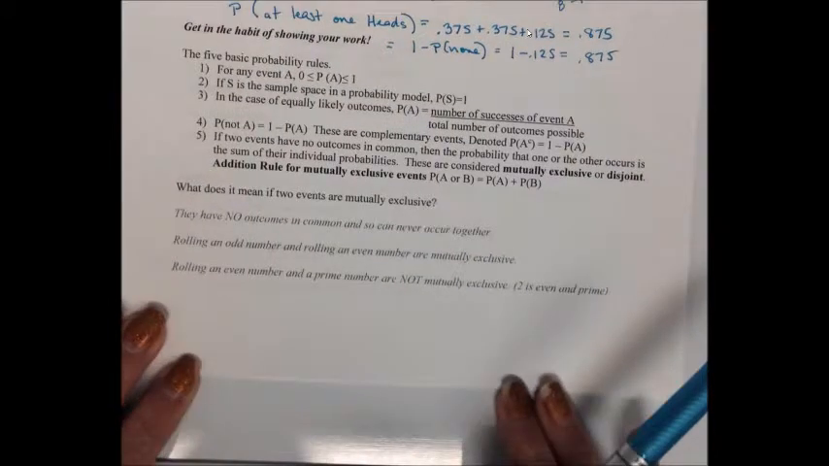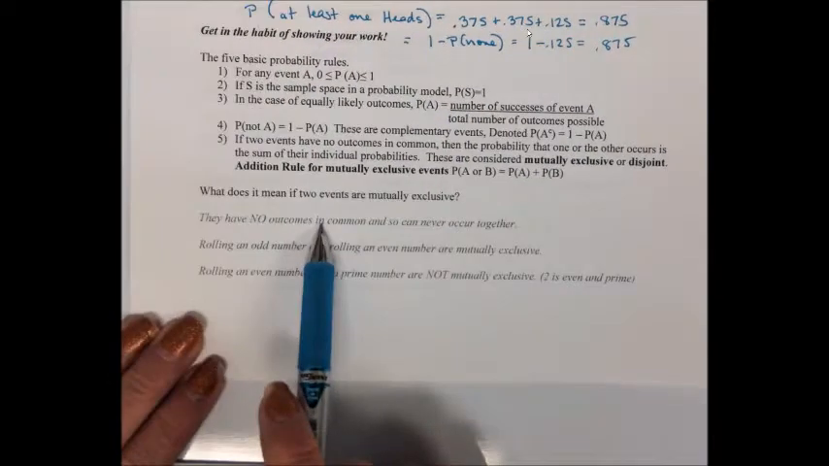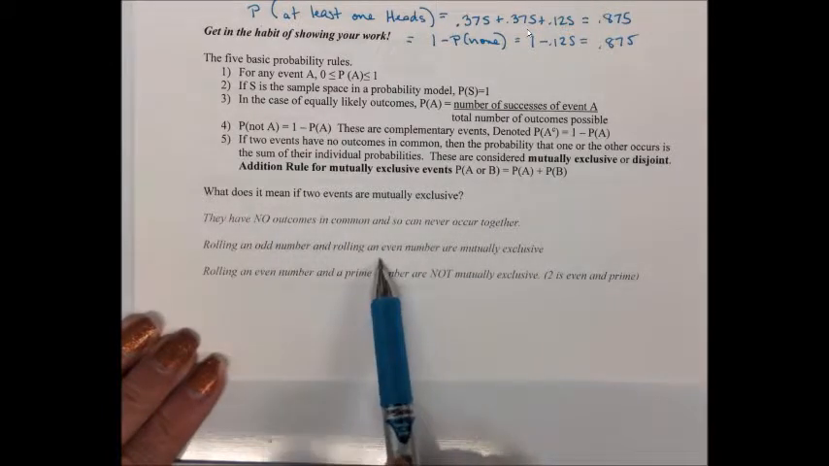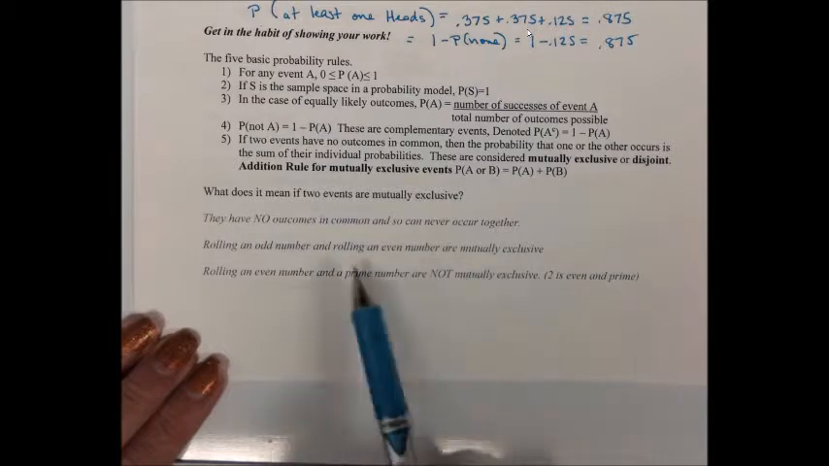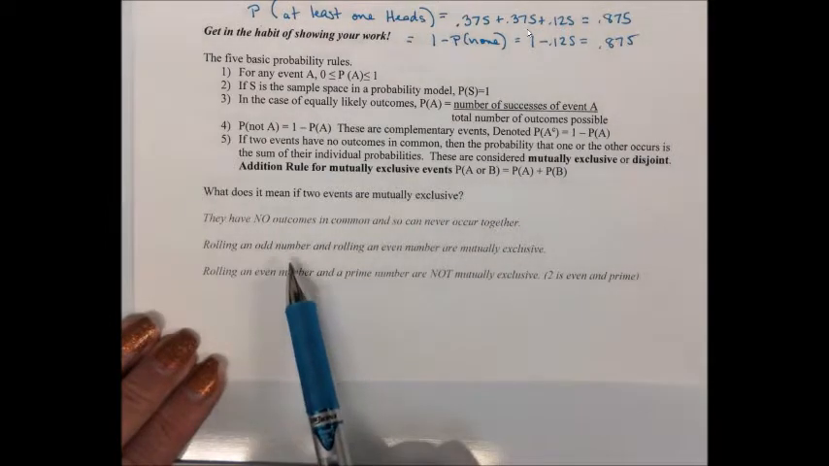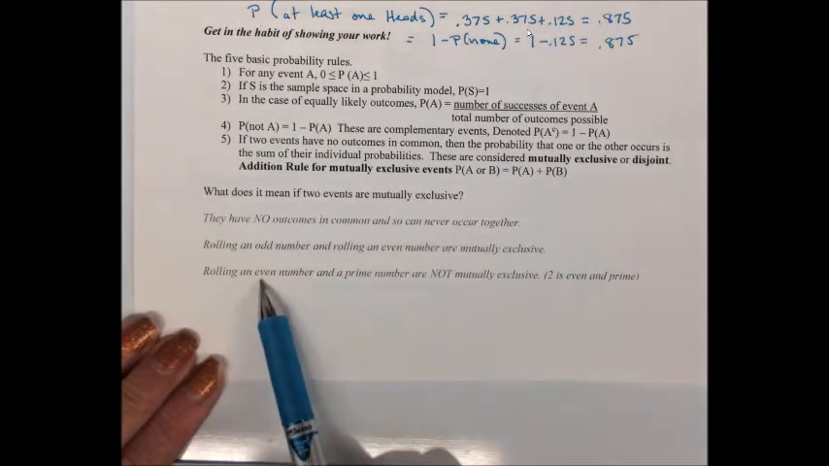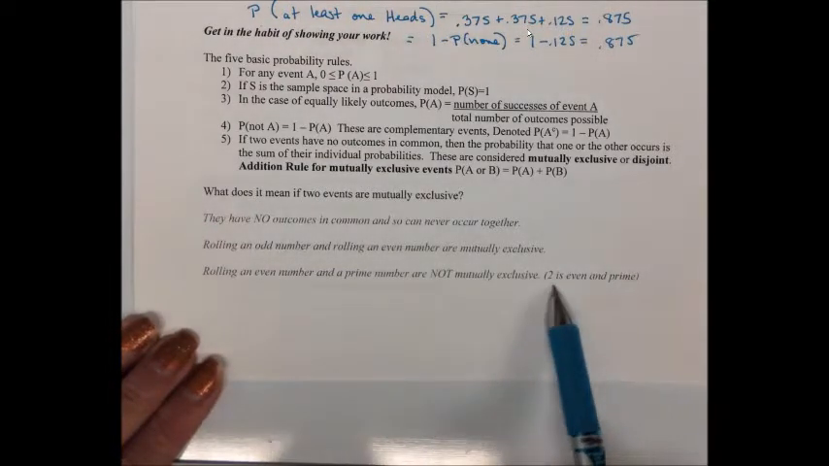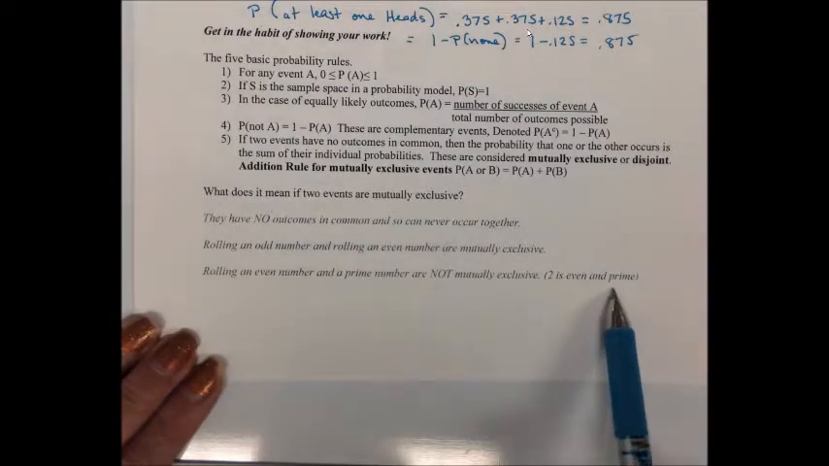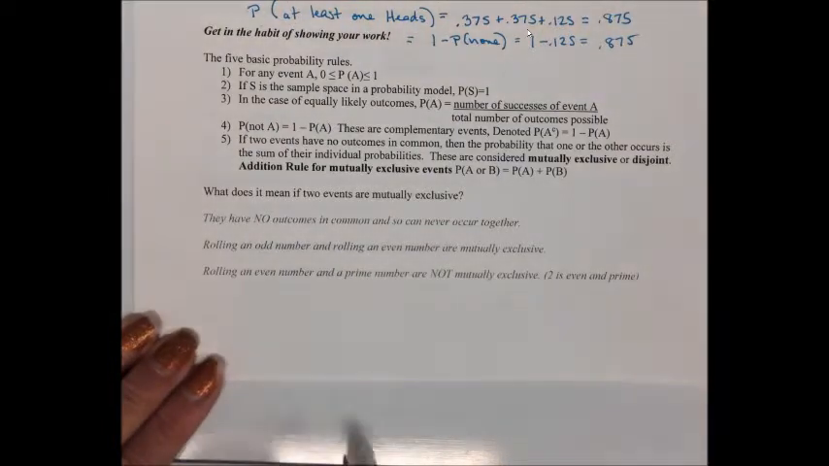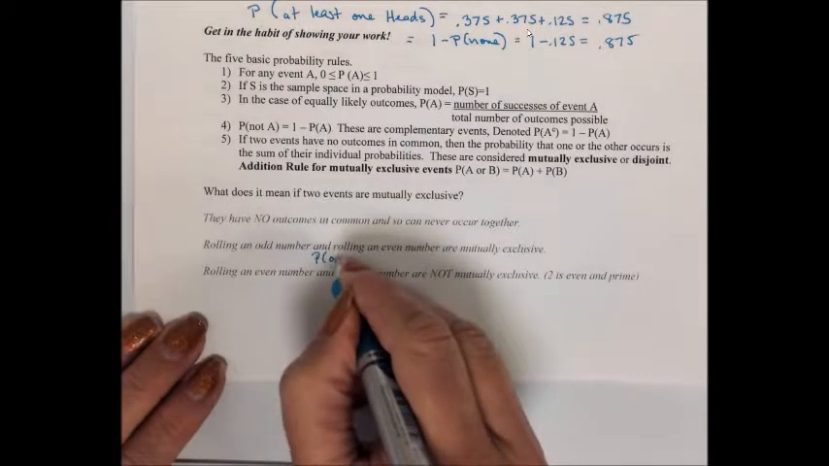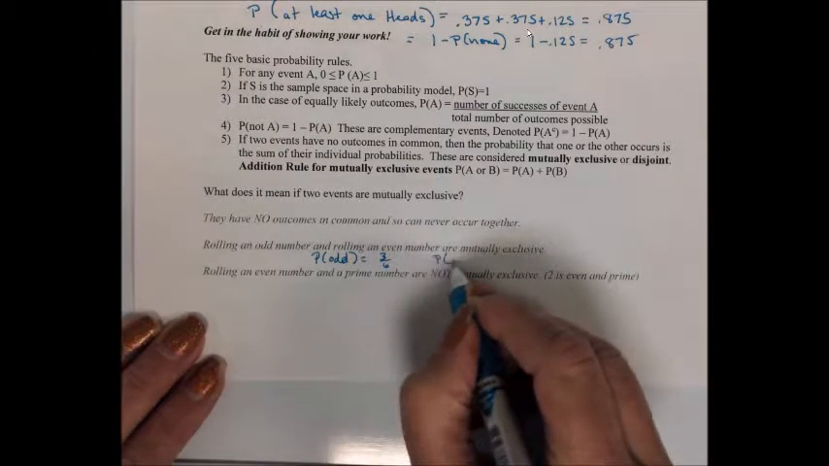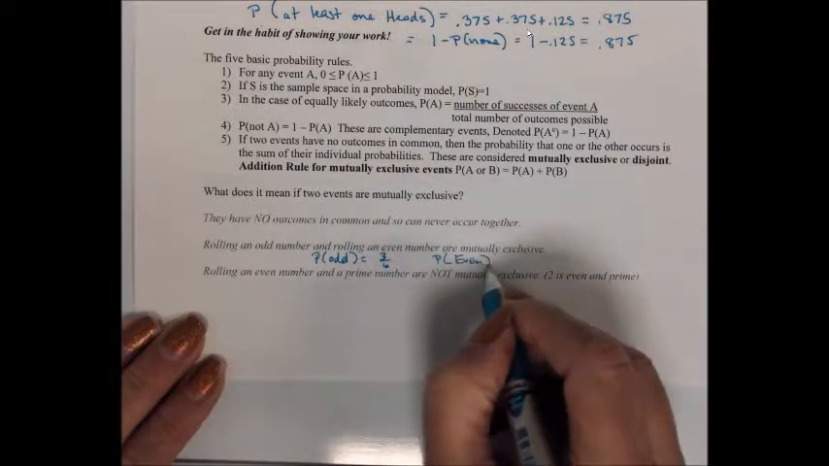So to be mutually exclusive simply means no outcomes in common, so they could never occur together. For example, rolling an odd number and rolling an even number are mutually exclusive. I can't roll a die and have a number be odd and even at the same time. However, rolling an even number and a prime number are not mutually exclusive, because 2 is an even number and it's a prime number. So the probability of odd happens 3 out of 6 times. Probability of even also occurs 3 out of 6 times.